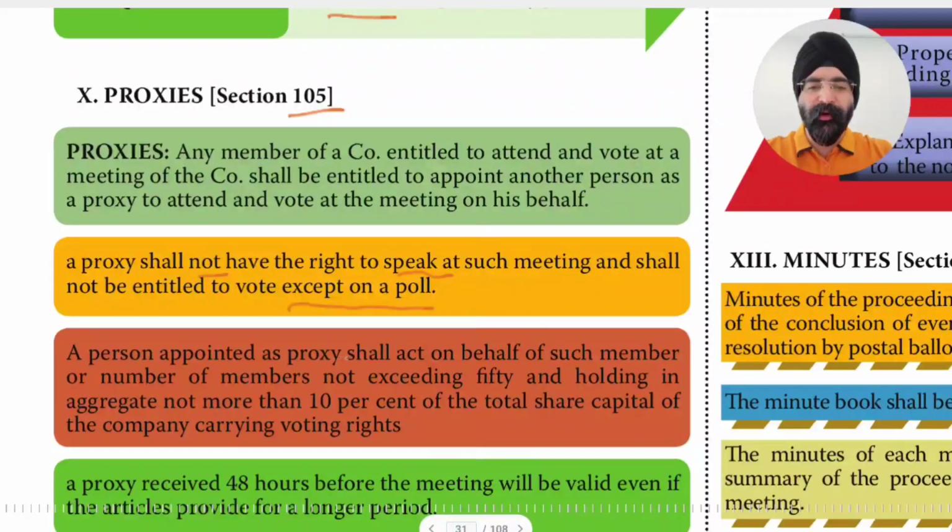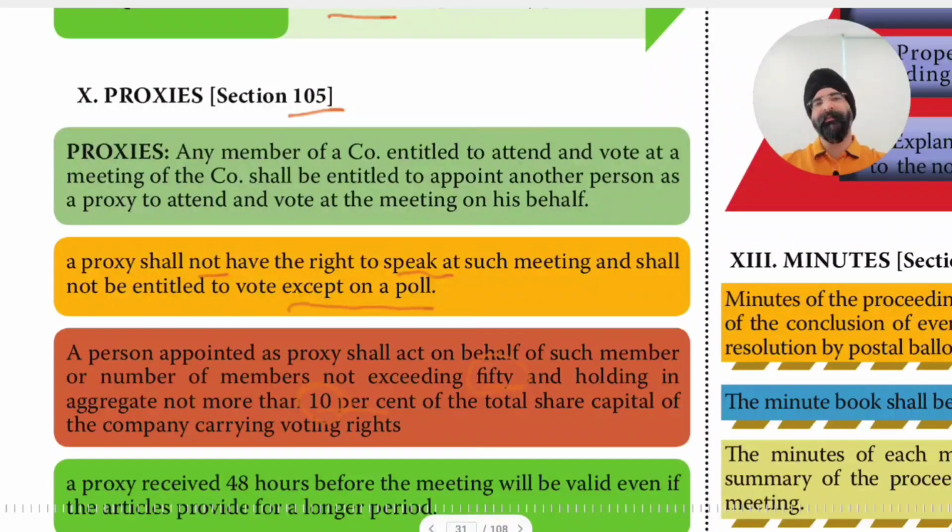A person appointed as proxy shall act on behalf of such member or number of members not exceeding 50 and holding in aggregate not more than 10% of the total share capital of the company, carrying voting rights. So a person cannot be proxy for more than 50 members. Same person can be proxy for up to 50 members. However, same person cannot be proxy for holding more than 10% of total share capital of the company.